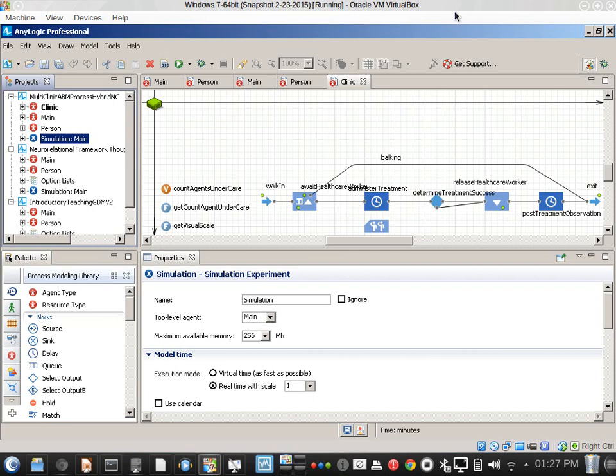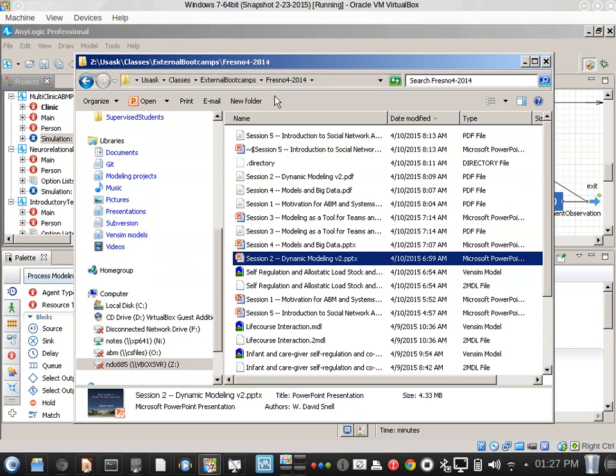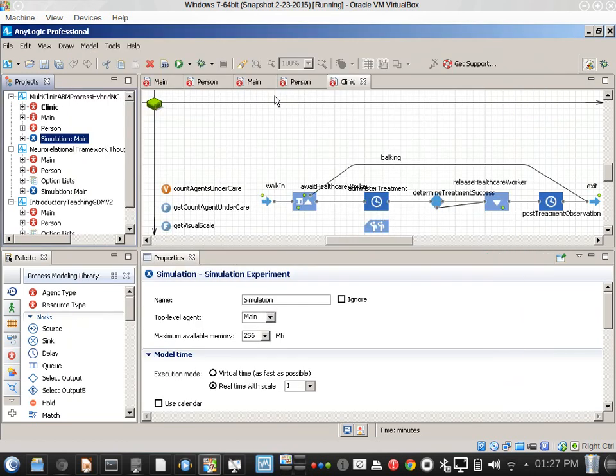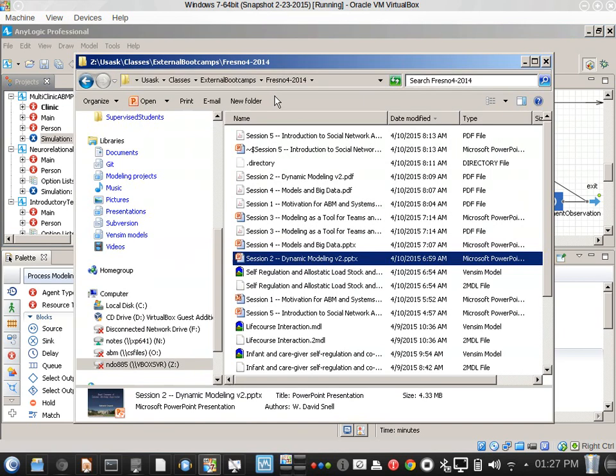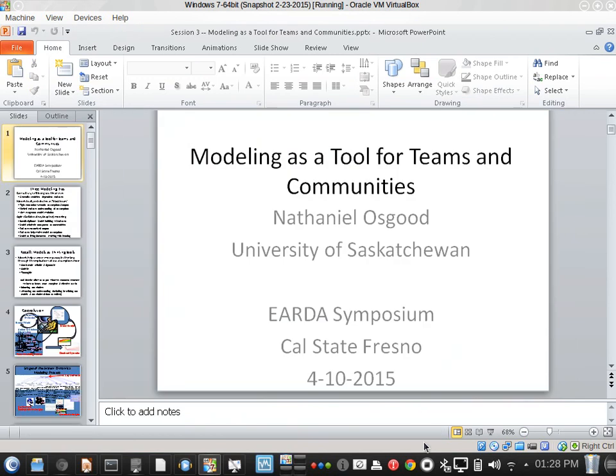We're a bit behind, so I'm going to need to make up time. Fortunately, we can do so. By the way, one thing I'm not showing you is actual agent movement, mobility, like actually seeing them move back and forth. I will try to upload a model where you can see them going back and forth more clearly. Okay, so modeling is a tool for teams and communities here.